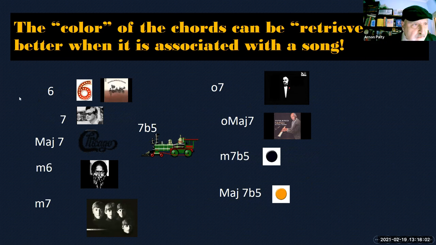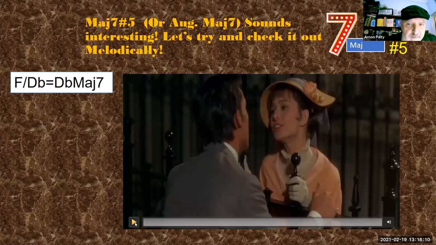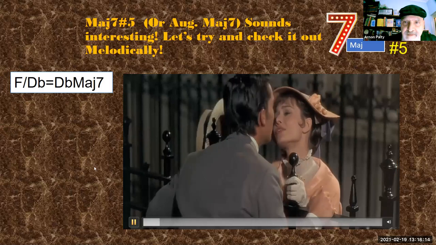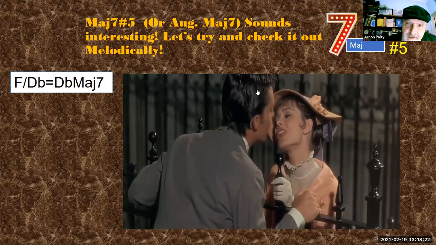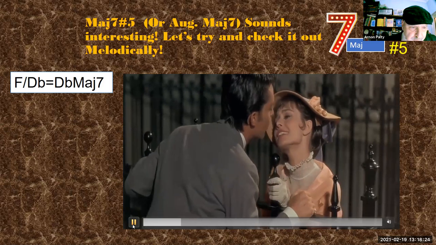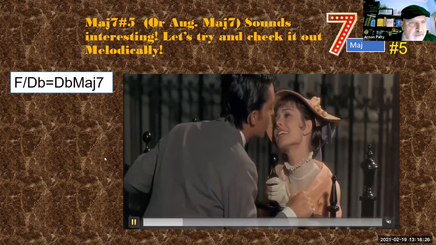Okay, that's another great example of F over D flat, which gives us D flat major seven. We all know this song. It's from My Fair Lady. Don't talk of love. Okay, that's a very beautiful melody. Here you can just hear an F, but D flat, okay? Lasting through time. And then comes back.